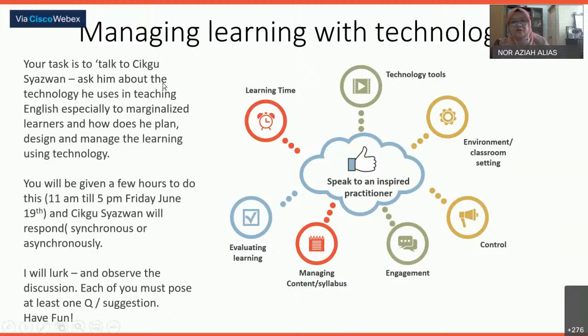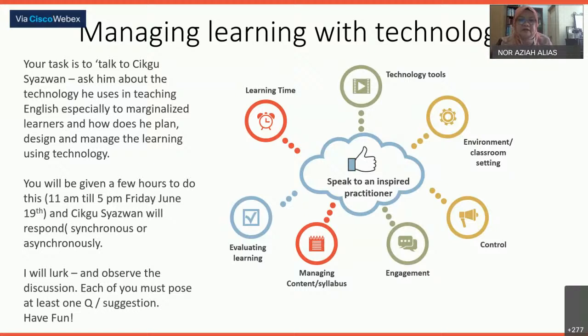Your task is to talk to Cikgu Sazwan, ask him about technology he uses in teaching English, especially to marginalized learners. So you see all these points, these are the things that they have to think about when they ask Chazwan the question. Actually, I gave them until 5. In fact, they went beyond 5 because it's asynchronous, right? So Chazwan was a very, very good sport. He basically answered all the questions throughout.